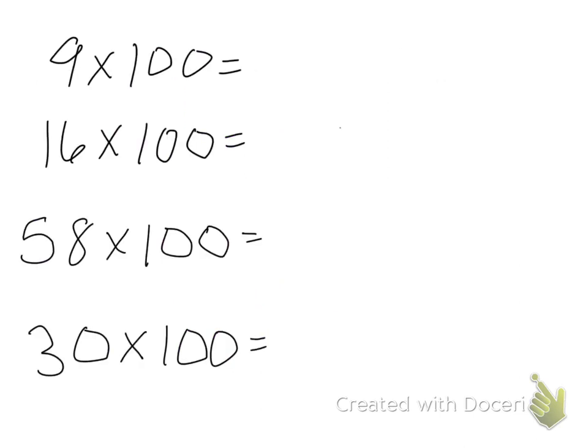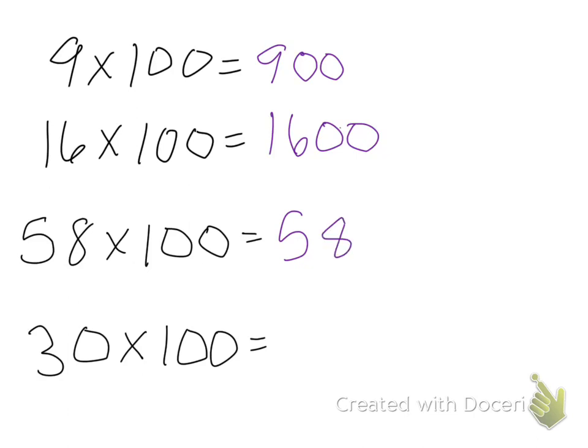Now let's practice multiplying by 100s and 1000s. So here I have 9 times 100. 9 times 100 equals 900. 16 times 100 equals 1,600. 58 times 100 equals 5,800. And 30 times 100 equals 3,000.